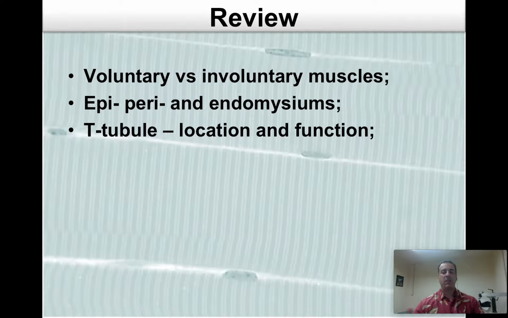T-tubules, pretty specific right here. Make sure you know where they're located and what their function is. What do they do? What do they transmit from the surface, from the sarcolemma, down into the muscle fiber itself? Basically, this tells you that you should know the anatomy of a muscle fiber. They have T-tubules, and you should be familiar with what they do and where they're located.